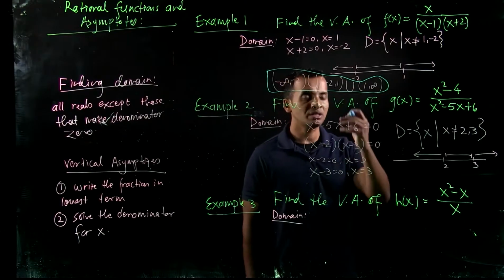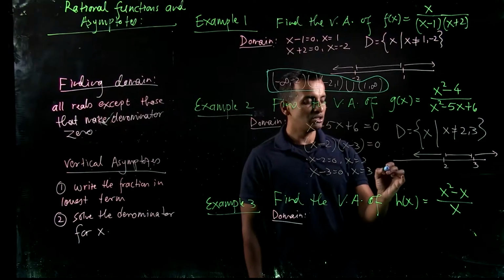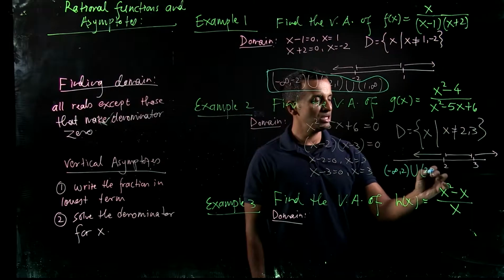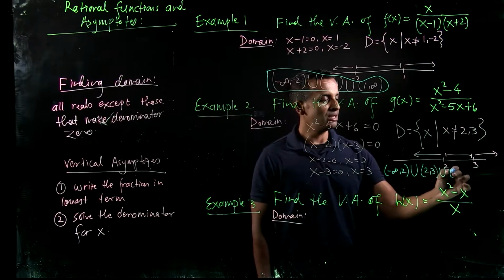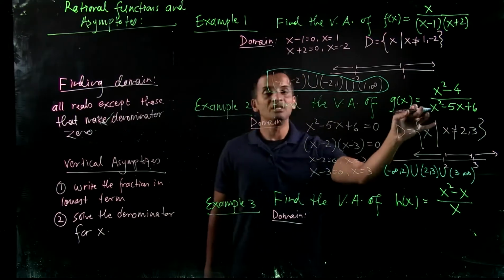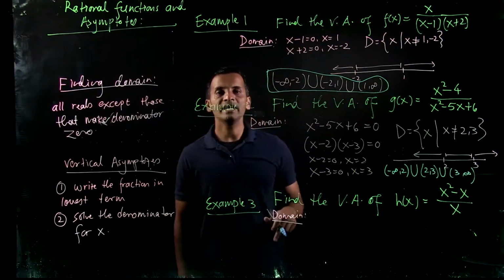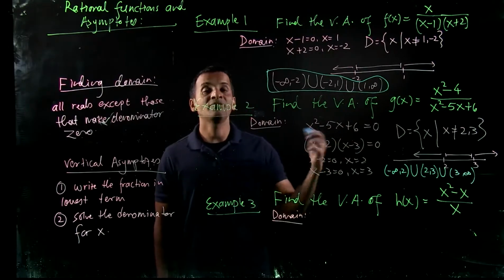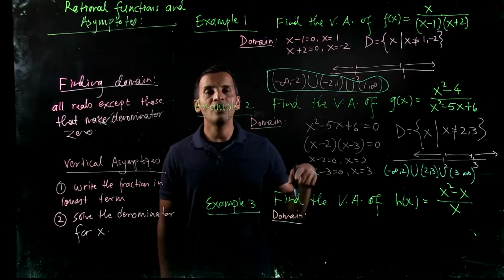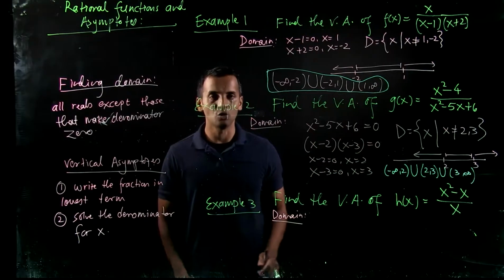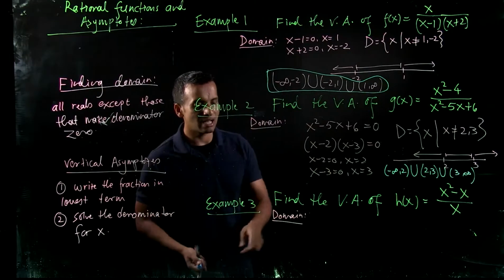So how do you write using brackets and parentheses then? So the domain is negative infinity to 2, U, and then 2 to 3, and then U, and then 3 to infinity. So this is the domain of this function. So the basic idea is solve the whole denominator for x, set that equal to 0, and find x. The domain will be all real numbers except those values you got after solving the denominator.